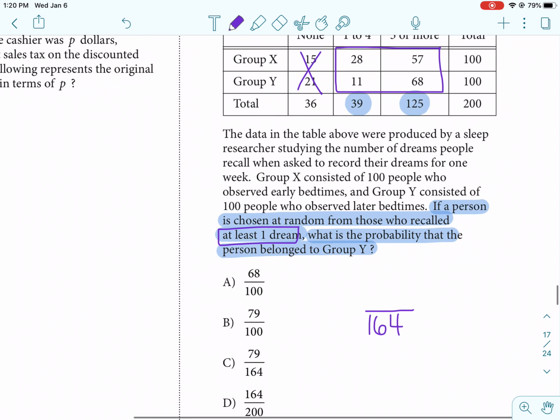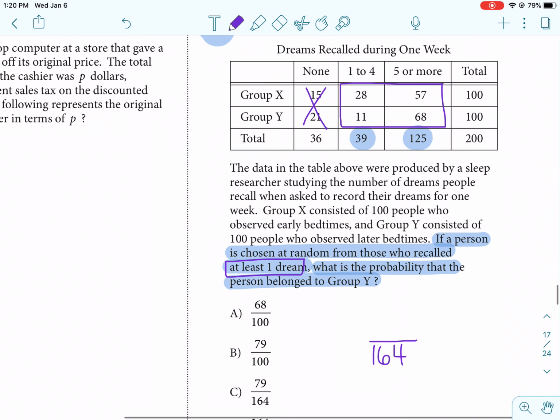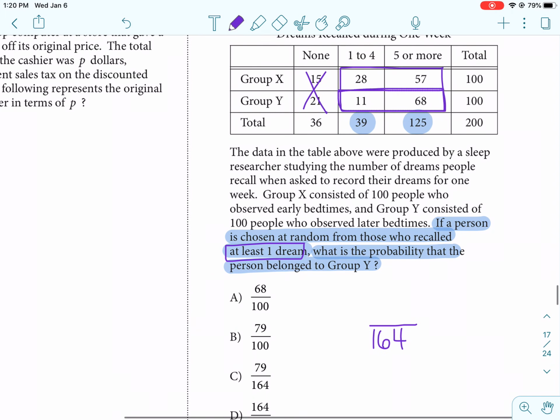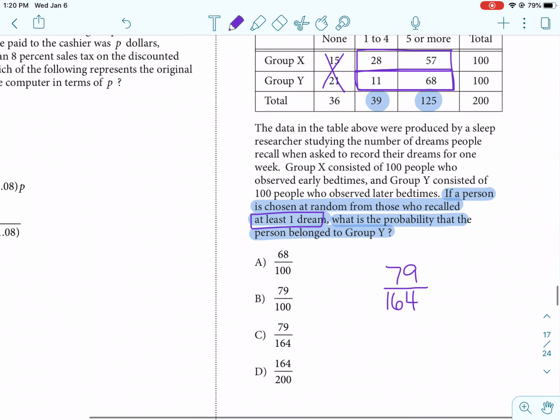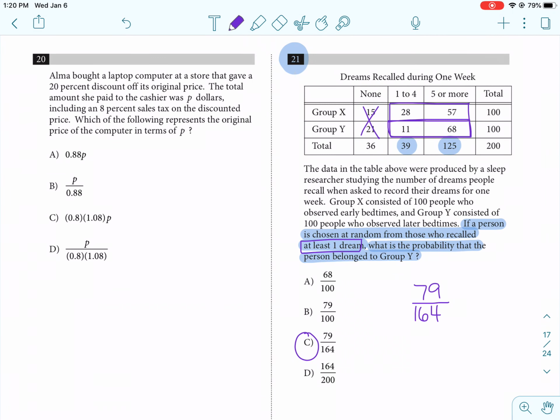So that's our total, that's our denominator, and we want to say what's the probability that the person we pick is from group Y. If you look at the box that I drew, the people from group Y gets even smaller. 11 plus 68 is 79. So that probability is 79 out of 164, which is C. So again, don't get bogged down by all of the extra information. There's a lot of these types of problems with probability where you just have to identify the columns that you actually need.